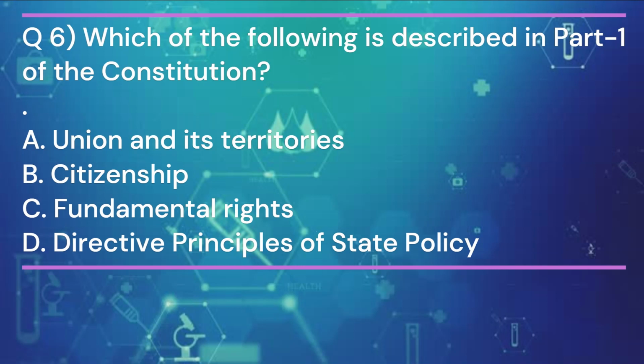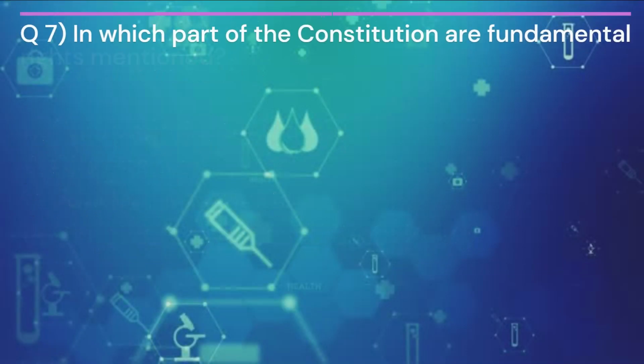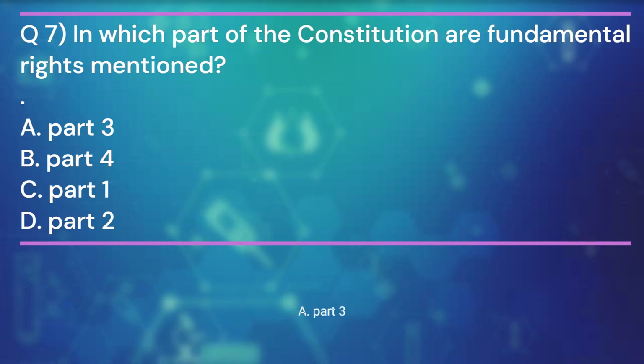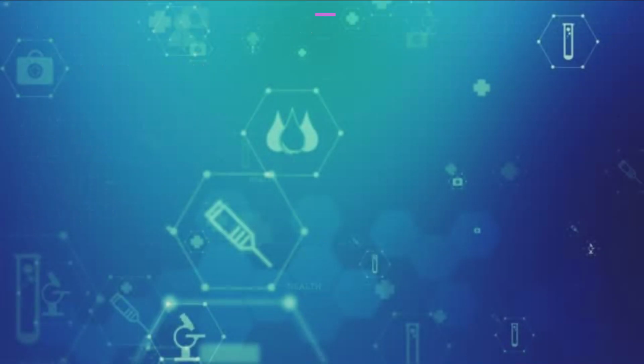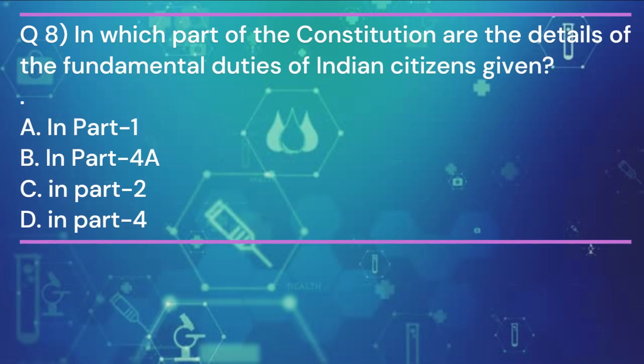And the answer is A. Union and its territories. Question 7. In which part of the Constitution are fundamental rights mentioned? And the answer is A. Part 3. Question 8. In which part of the Constitution are the details of the fundamental duties of Indian citizens given? And the answer is B.